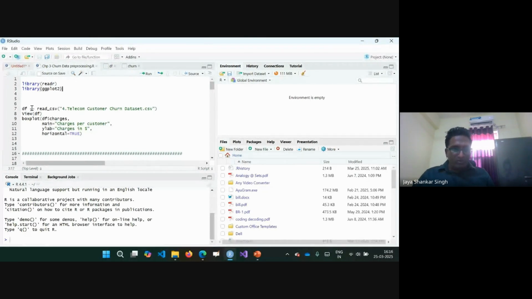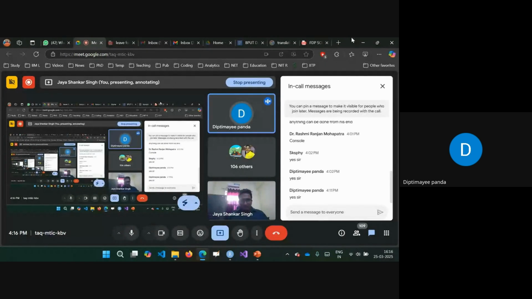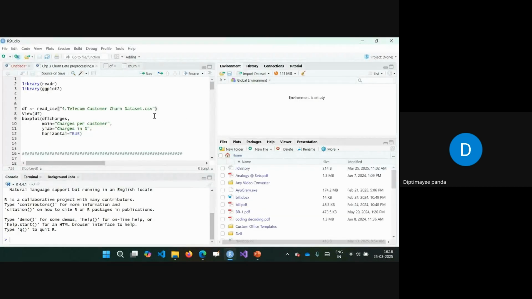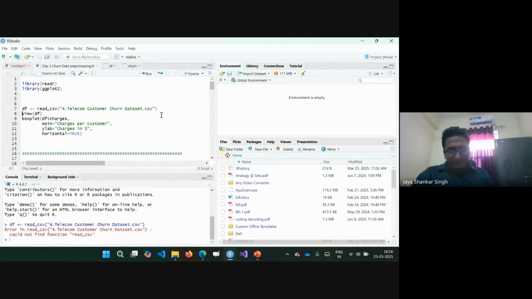For example, suppose I try to execute this particular command. Can anyone tell me, if I just want to run this particular line or send this particular line to the console, what am I supposed to do? Sir, select the run option in the top right corner. Okay. But I will not use the run option. I will just click anywhere in that particular line and use the keyboard shortcut, Control plus Enter.